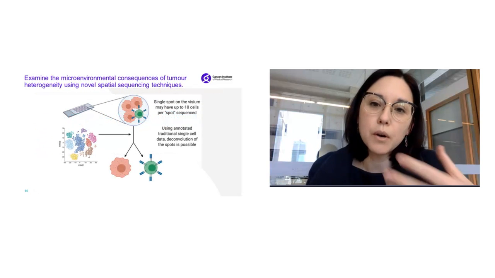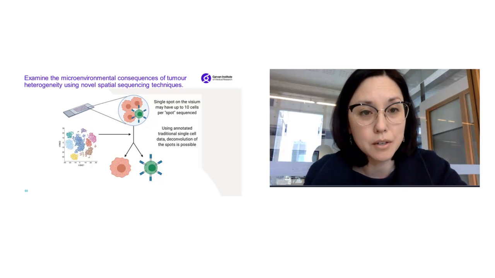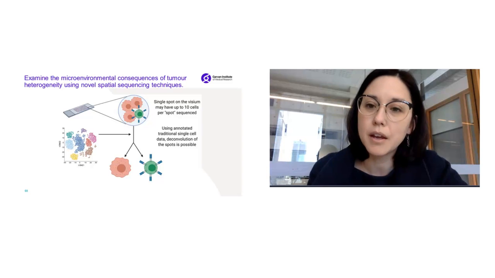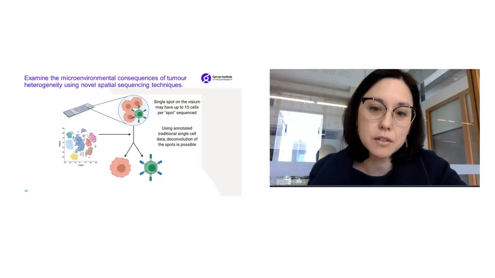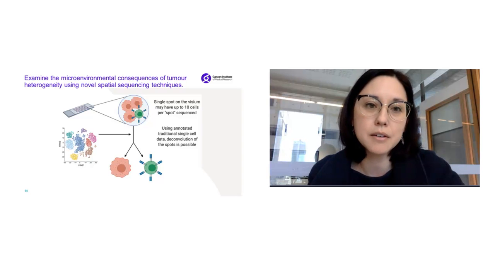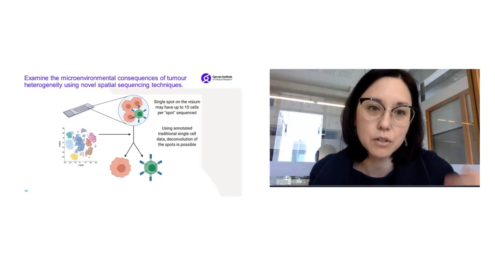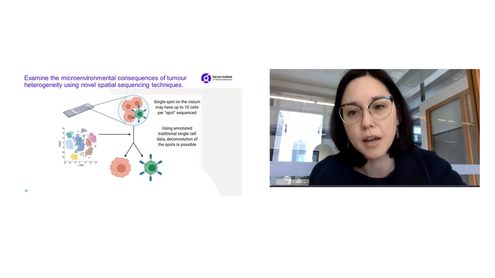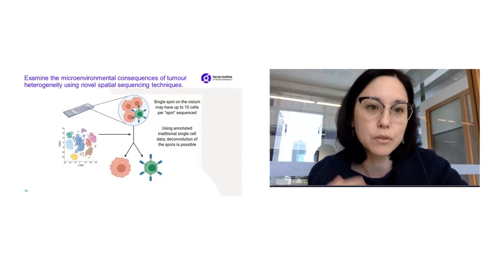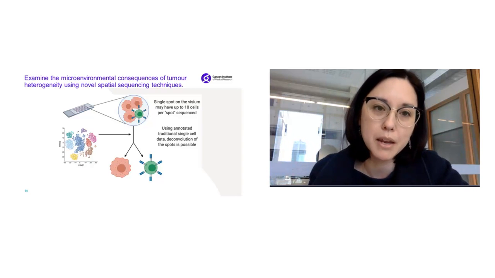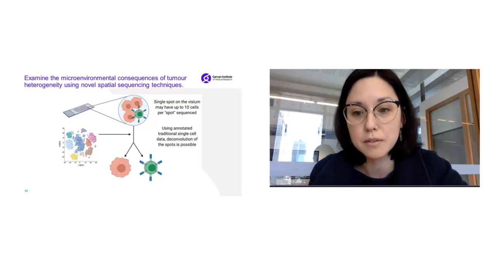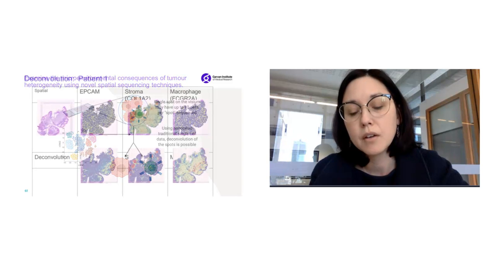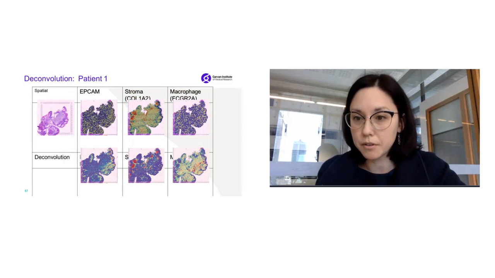So then one of the challenges here is that each spot does not just contain a single cell, it contains multiple cells. And so how do we resolve this issue bioinformatically? And one of the strategies that we're using is using an annotated single cell matrix, which I've just shown you, and then using that to try and deconvolute the spots and work out what cells make up any given spot, allowing us then to study relationships between cells. So this is some of our preliminary results.